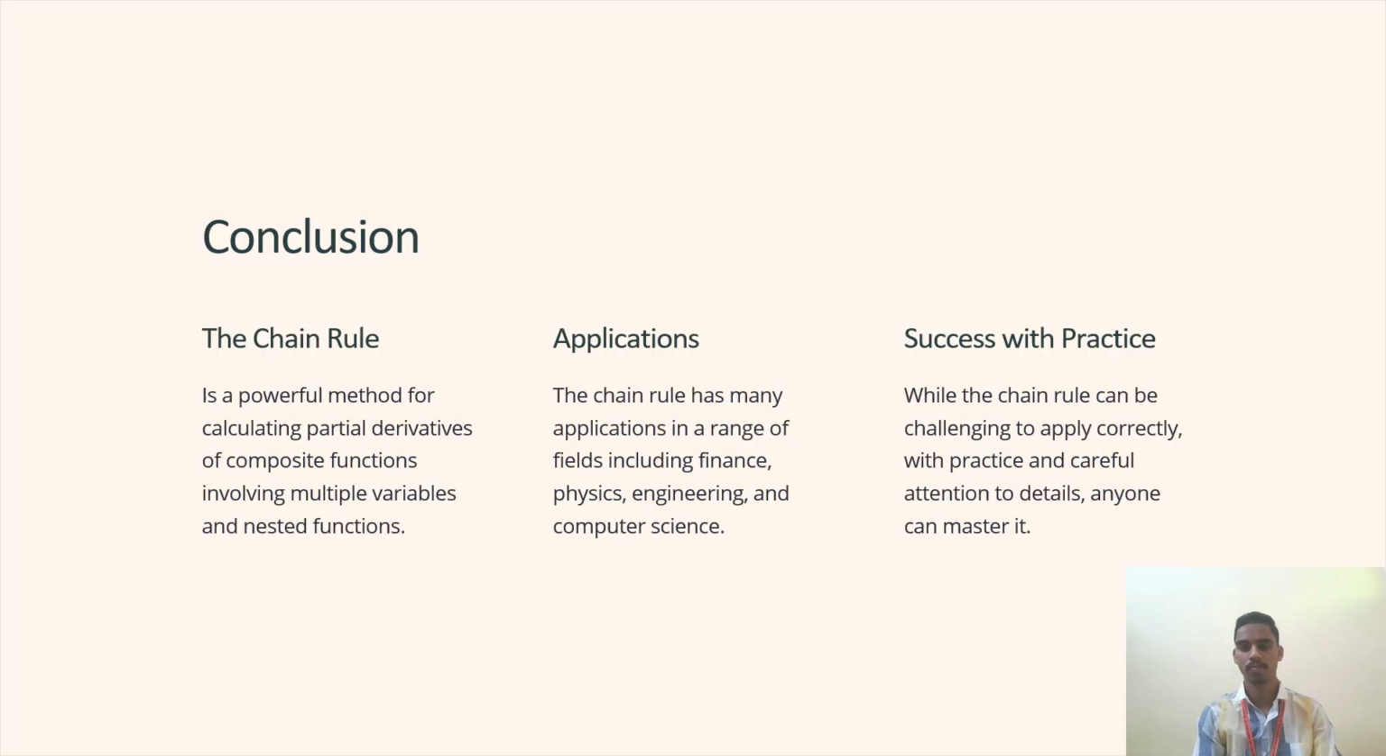Here we can conclude that the chain rule is a powerful method for calculating partial derivatives of composite functions involving multiple variables and nested functions. Applications. The chain rule has many applications in a range of fields, including finance, physics, engineering, and computer science engineering.